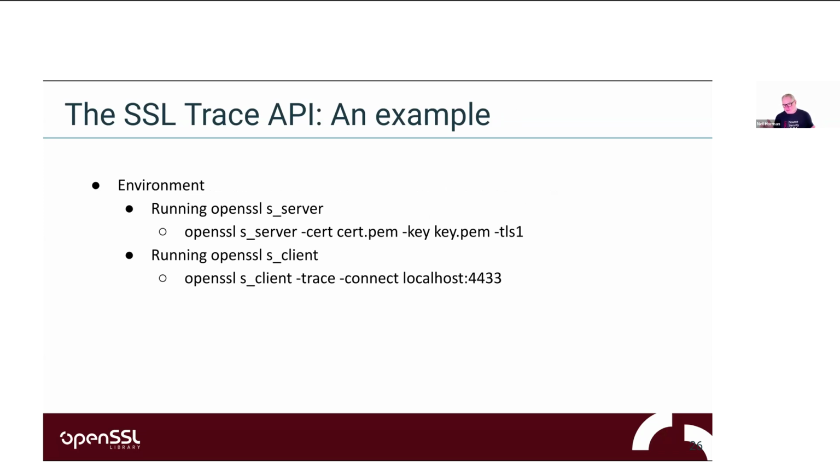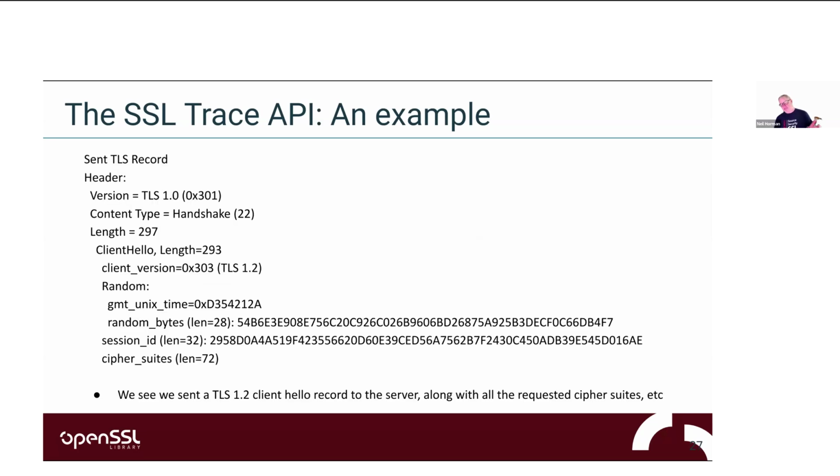So, a quick example. I have an environment where I've run an OpenSSL s_server. I've explicitly and purposely set it up to only accept TLS 1.0 records. And I'm running a client, which I've set the trace option on and told it to connect to localhost where this s_server is running. And you can see here when I connect, this is truncated for size, I apologize, I did not want to give you an eye chart. But you can see here an example of the sort of things that get printed to the console.